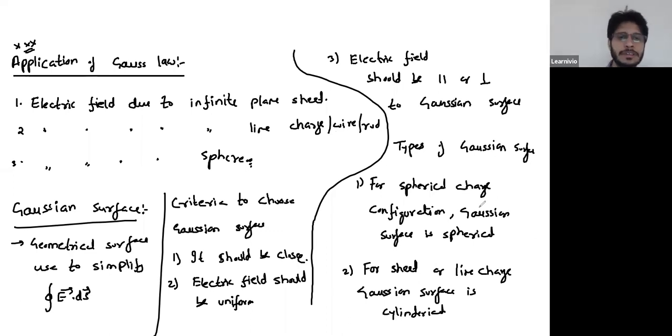But if you remember this, if you have a spherical charge distribution and you use a spherical Gaussian surface, then it will automatically satisfy all these three conditions. Or if you have a sheet or a line and you use a cylindrical Gaussian surface, then it will automatically satisfy all three conditions. This we will see in the next derivation. Just please note it down. We'll start with the first application.